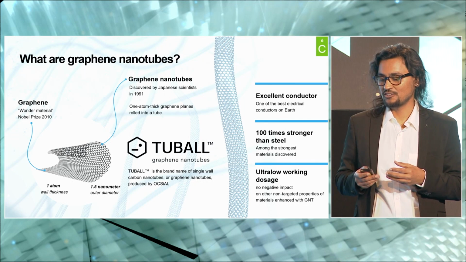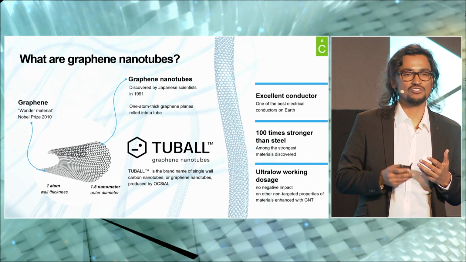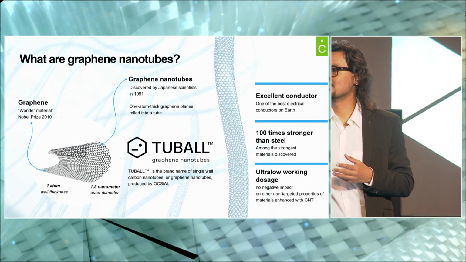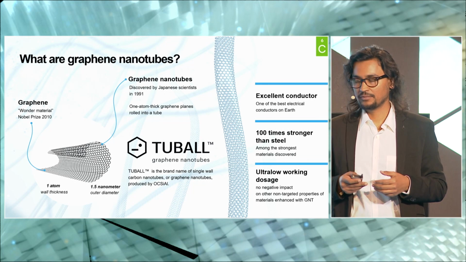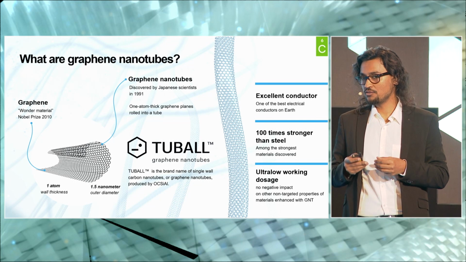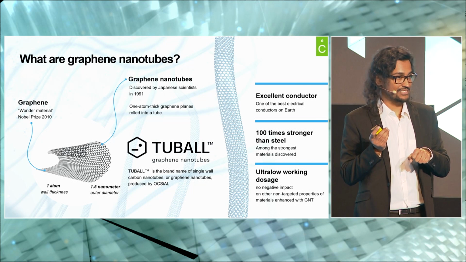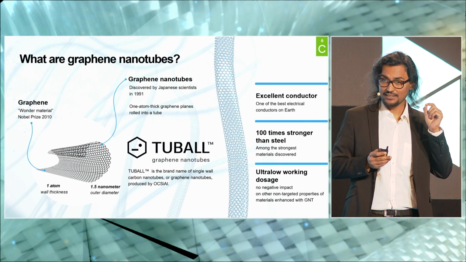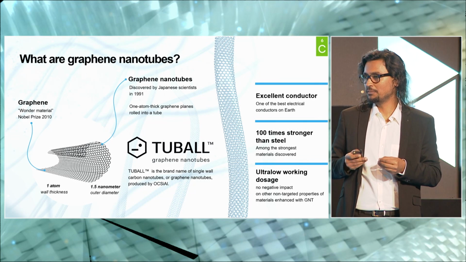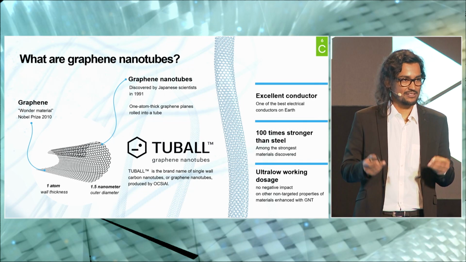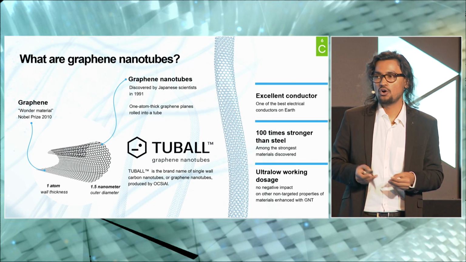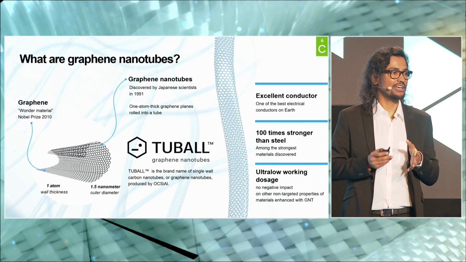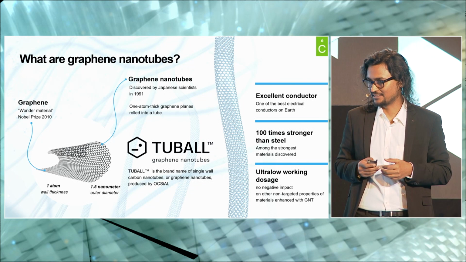And these graphene nanotubes have some very interesting properties. For example, they are one of the most electrically conductive known molecules. They are more than 100 times stronger than steel in the tensile direction. And since they are just one atom thick, they work at extremely low dosages because there is no dead weight in single-walled carbon nanotubes or graphene tubes. So the working dosage is ultra low. I'm talking about parts per million in some cases.